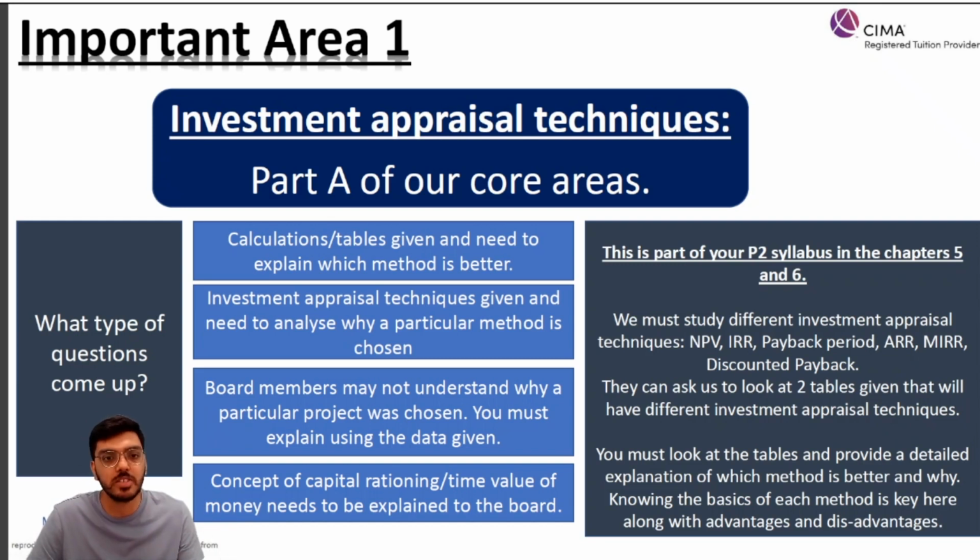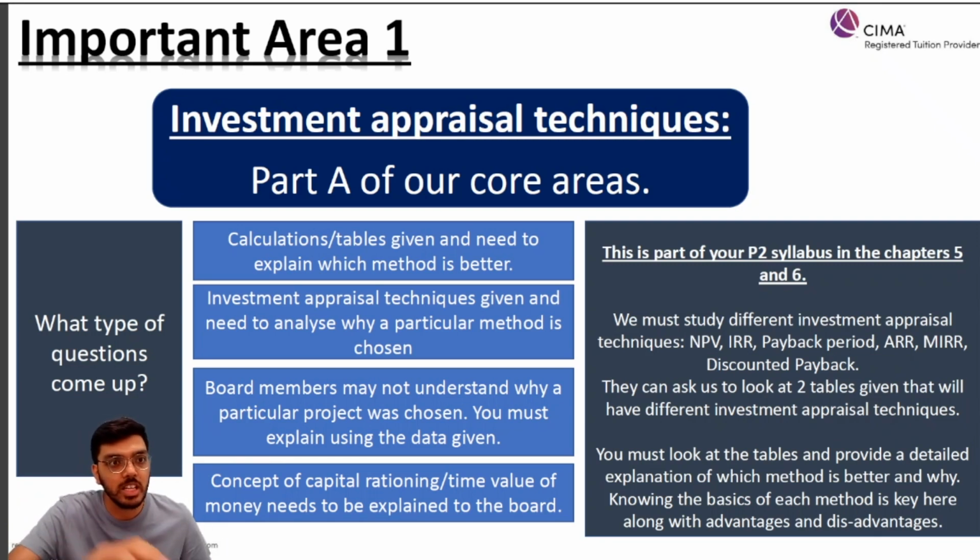So what type of questions come up? You may be thinking investment appraisal technique, it's such a broad perspective. So what type of questions can come up here? Now, investment appraisal technique questions are generally revolving around giving you the calculations, giving you the tables, and then you'll just have to explain. For a very simple example, they can give you an NPV analysis or an IRR analysis. You'll have to tell them which project is better and why you should go ahead with that project. So you'll require your NPV knowledge, your IRR knowledge here.